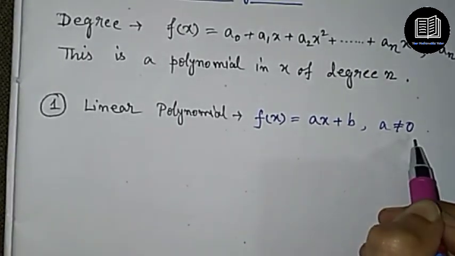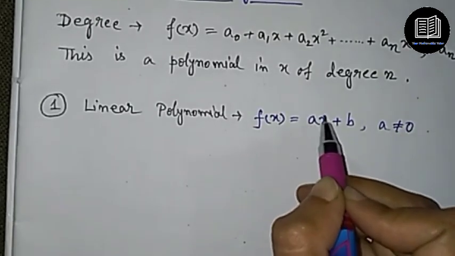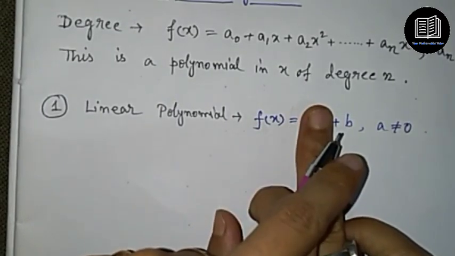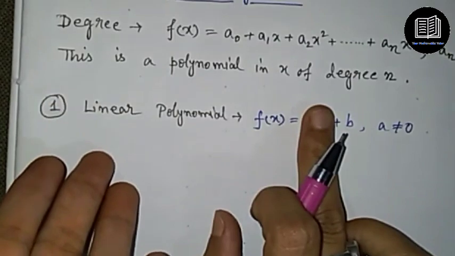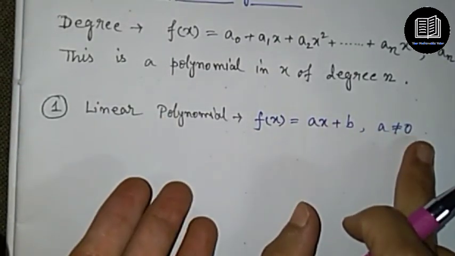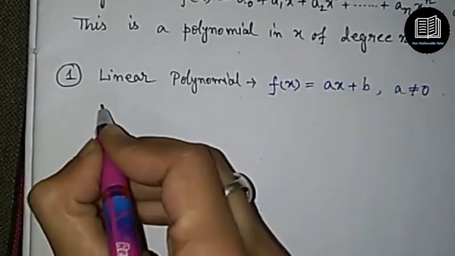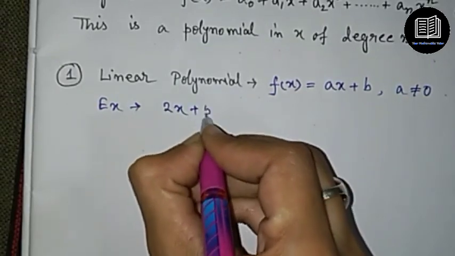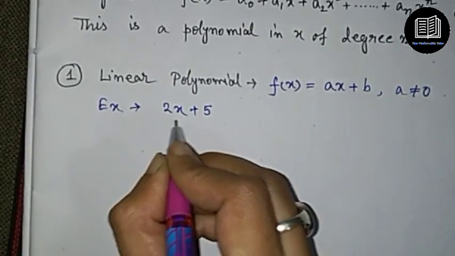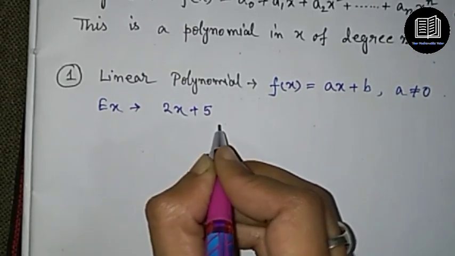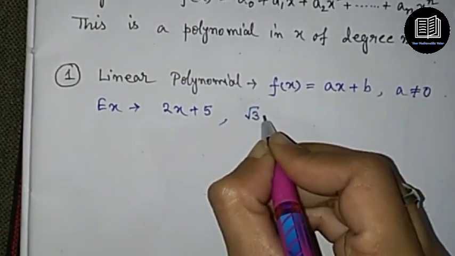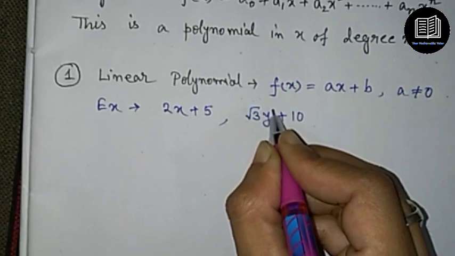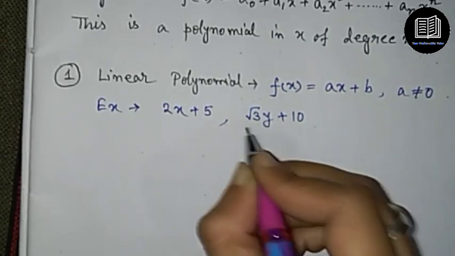And why a not equals to 0? Because if a is 0, then this term vanishes and the polynomial becomes f(x) equal to b, which is not of degree 1. So this is not a linear polynomial. That's why a must not be 0. For example, suppose 2x plus 5. This is a polynomial of degree 1 because the highest power of x is 1. So this is a linear polynomial. Same, root 3y plus 10. This is a polynomial in y, right? And the highest power of y is 1. So this is a linear polynomial in y.